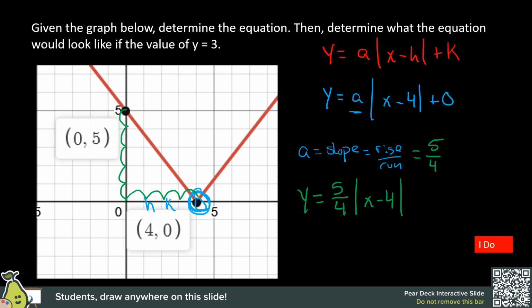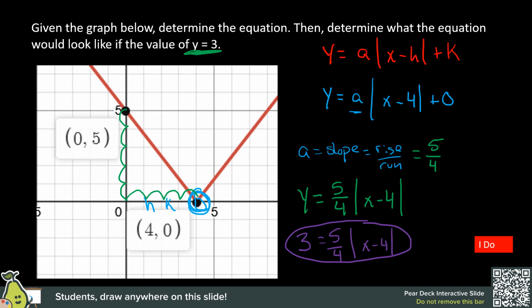Okay, you can put the plus 0, it doesn't really matter. And then lastly, it's saying, well, what would the equation look like if we had to solve for x when y is equal to 3. That's there in the equation. So to do that, we would simply say, well, it'd be 3, right? Because y is equal to 3 equals 5 over 4 absolute value of x minus 4. And this would be our answer. We don't need to solve it. I just want to know what the equation is going to look like if we needed to solve for x by hand.